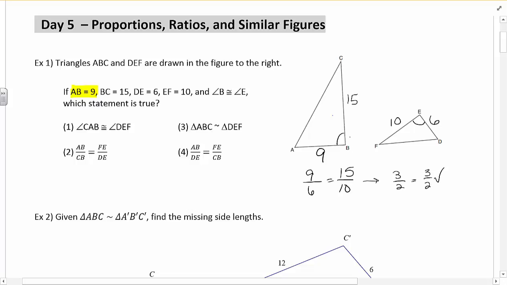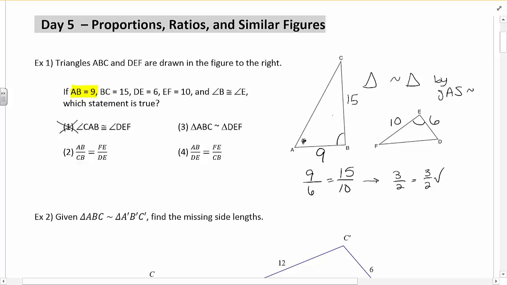So the sides are proportional, the angles are equal. These triangles are similar by SAS similarity. And that is what we talked about in the last lesson. Now the question says, which statement is true? Does that mean CAB, this guy right here, is equal to DEF? DEF, well no, DEF is that guy, that can't be true.